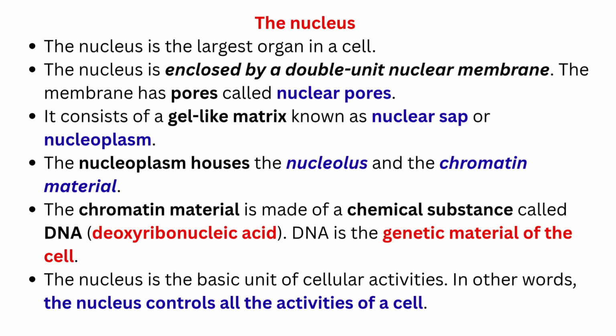The membrane has pores called nuclear pores. It consists of a gel-like matrix known as nuclear sap or nucleoplasm. The nucleoplasm houses the nucleolus and the chromatin material. The chromatin material is made of a chemical substance called DNA, deoxyribonucleic acid. DNA is the genetic material of the cell. It is the basic unit of cellular activities. In other words, the nucleus controls all the activities of a cell.